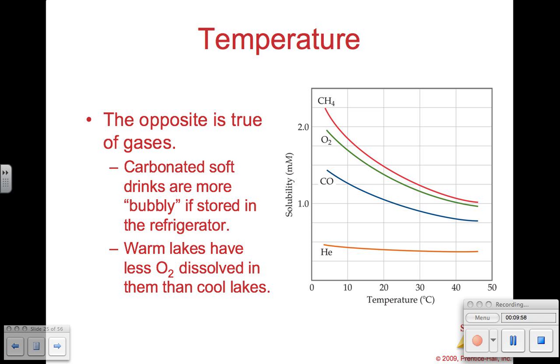And that's just something to consider when you think of climate change. As atmospheric temperatures rise, lake temperatures, river temperatures, even ocean temperatures start to increase, and that's going to change the chemistry of dissolved gases in those environments.